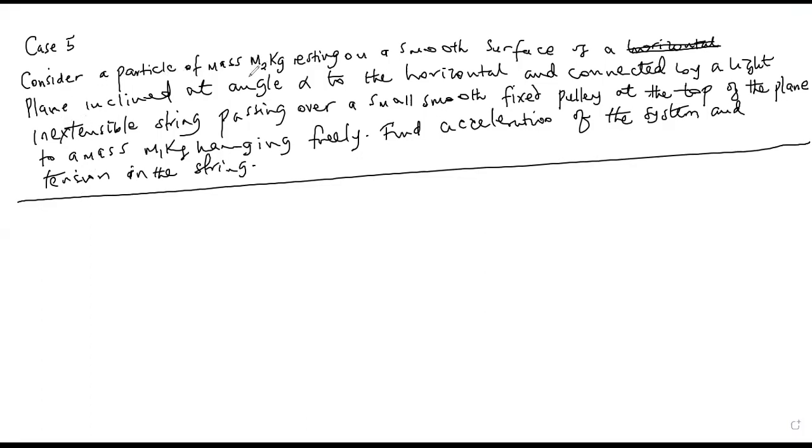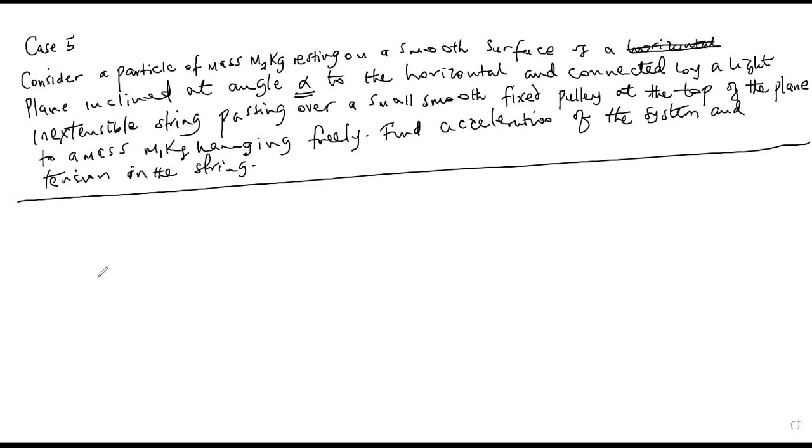We are considering a particle of mass m2 kilograms, but this time resting on a smooth surface of a plane inclined at a certain angle alpha to the horizontal and connected by a light inextensible string that is passing over a smooth fixed pulley at the top of the plane of mass m1 kgs hanging freely. Let us find the parameters of acceleration, tension, and maybe actually the normal reaction.